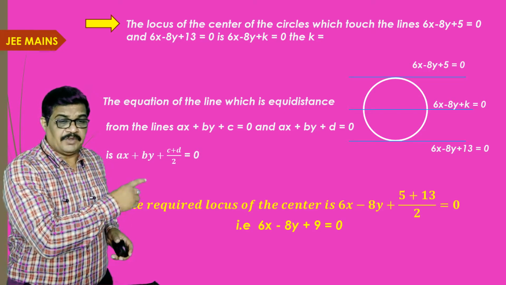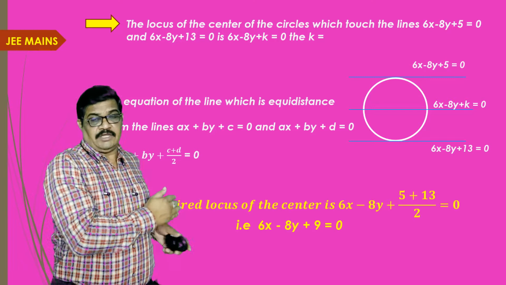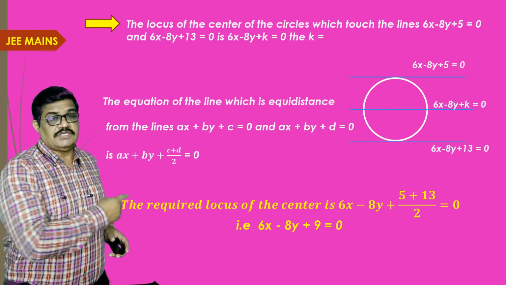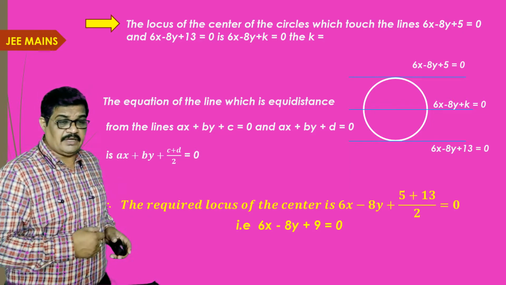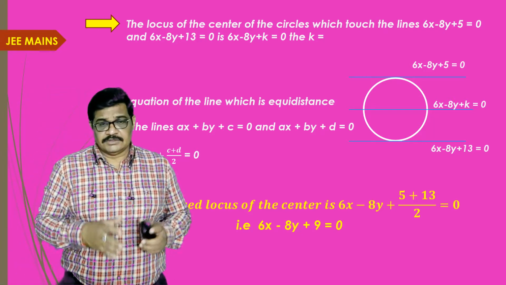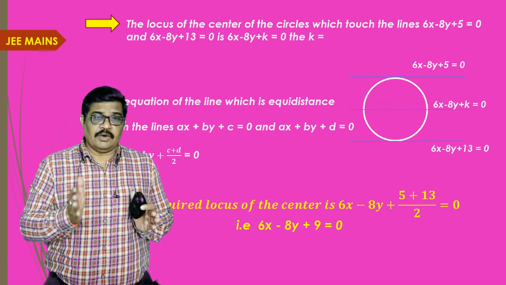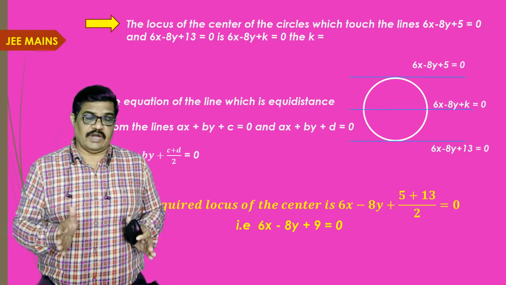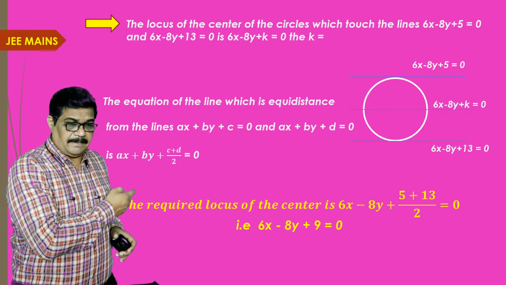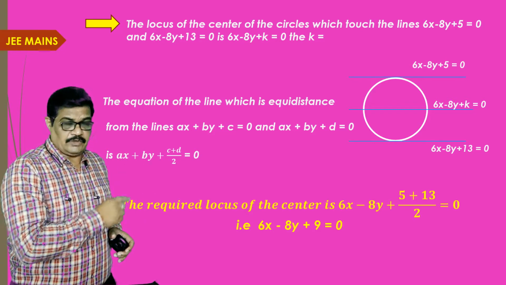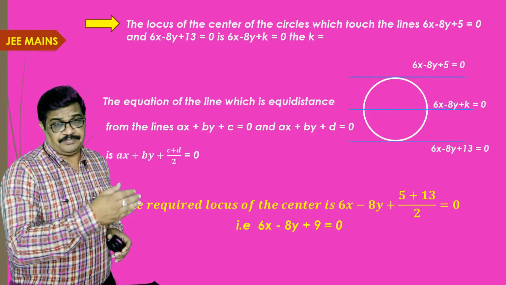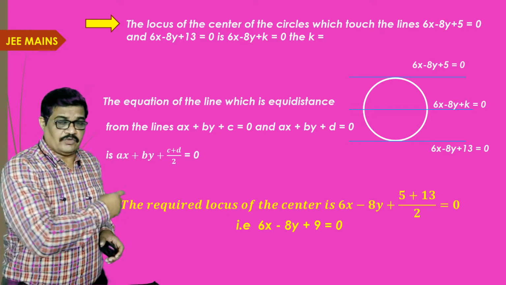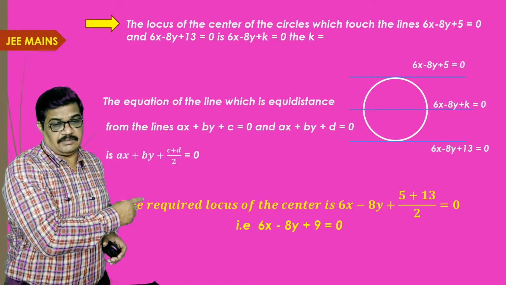The equation of the line which is equidistant from the lines ax plus by plus c is equal to 0 and ax plus by plus d is equal to 0 is ax plus by plus (c plus d) by 2 is equal to 0. This is the formula. When two lines are given, to find the locus of a line equidistant from them, the constant is (c plus d) by 2. In this manner we find the required locus of the center of the circle.